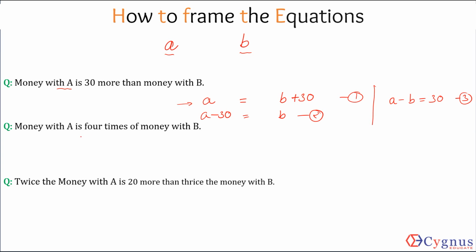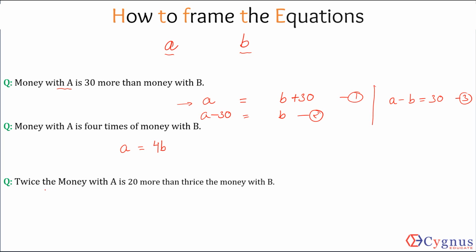Let's try to apply it here again. Money with A is 4 times the money with B. A and B separated by an equal to sign. Which one is more? A is already 4 times more. Yes or no? So how do we make them equal? B को 4 times कर दो. So A will be equal to what? Not equal to B. It's 4 times B. I hope this is clear.